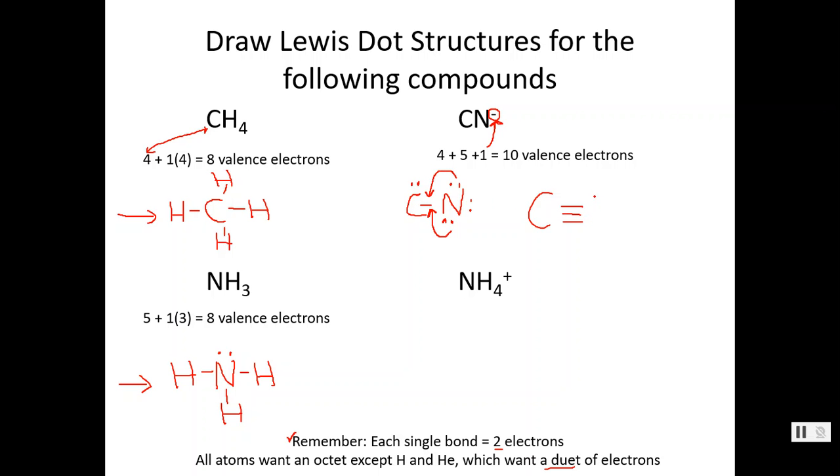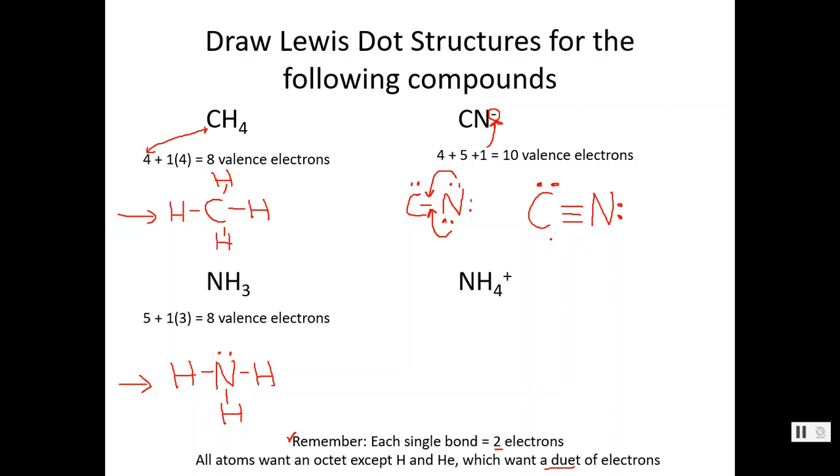Doing that, my single bond now becomes a triple bond because two of those lone pairs are now in between the carbon and the nitrogen. I still have this lone pair up here on carbon, but now all of my atoms are happy, meaning all of my atoms have an octet of electrons. The carbon has 2, 4, 6, 8. Remember, each single bond is 2 electrons, so if I have a triple bond, 2 times 3, that's 6. Nitrogen also has 8 electrons.